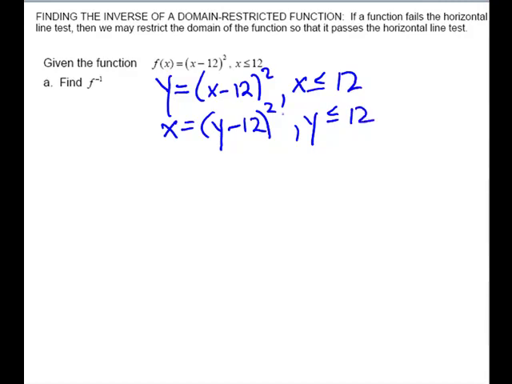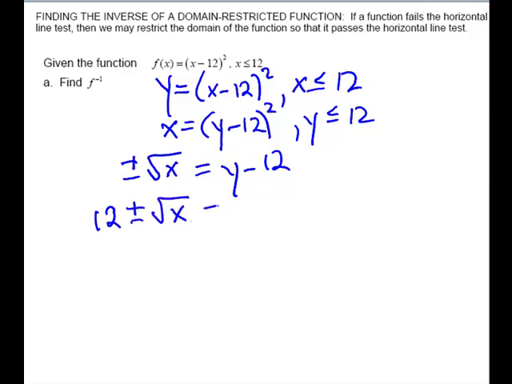Right, to get the exponent off, we have to take the square root, and you get plus and minus. And now to isolate the y, you're going to have to add a 12. I'm going to put it in front of the plus and minus. So this would not be a function.